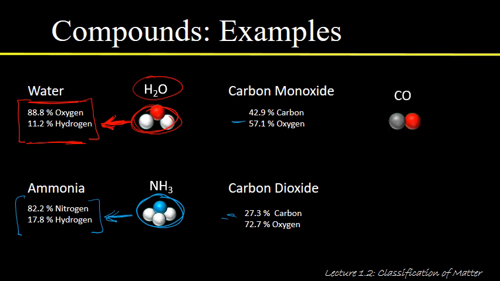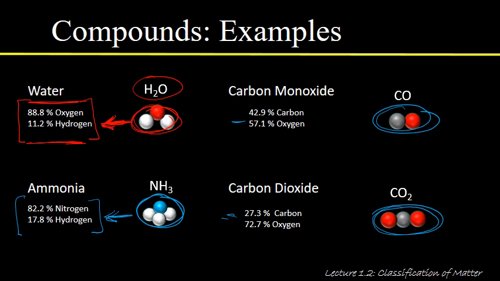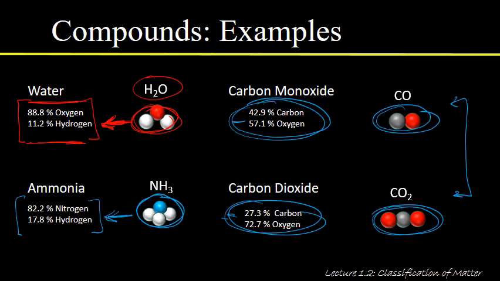Then we've got carbon monoxide and carbon dioxide. Notice that these are both compounds containing carbon and oxygen, but these are two different compounds because this one has a 1-to-1 ratio and this one has a 1-to-2 ratio. Okay, so these are two different compounds, although they include the same elements. And because they're different compounds, notice also that they have different compositions. Right?